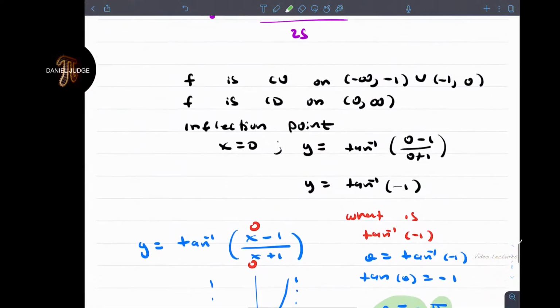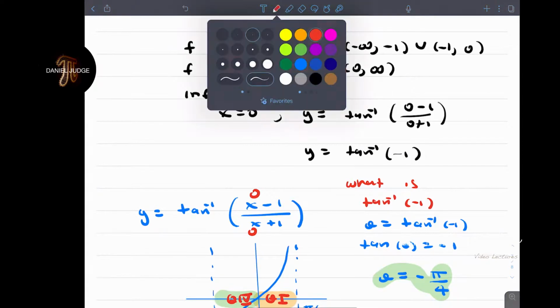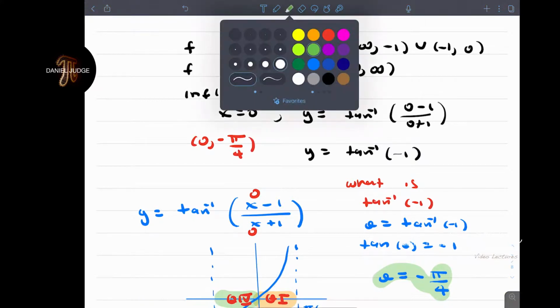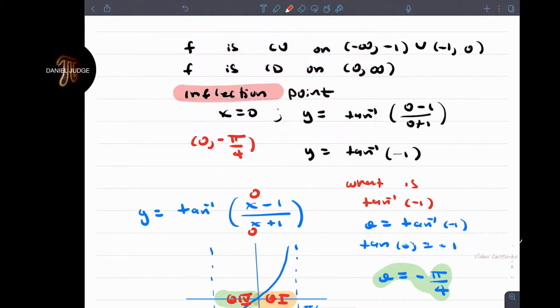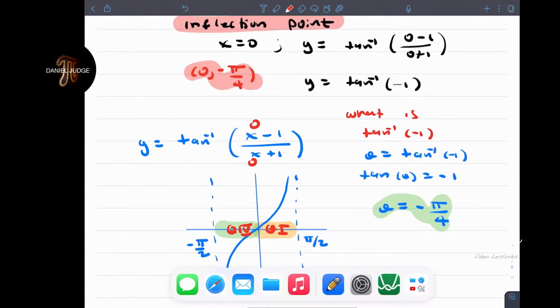So that's really what the y value is. In other words, you have an inflection point at 0, negative pi over 4. This is what we were looking for. So we have information about concavity. Concave up on the interval from negative infinity up to negative 1, negative 1 to 0. Concave down in 0 to infinity. Inflection point at 0, negative pi over 4.